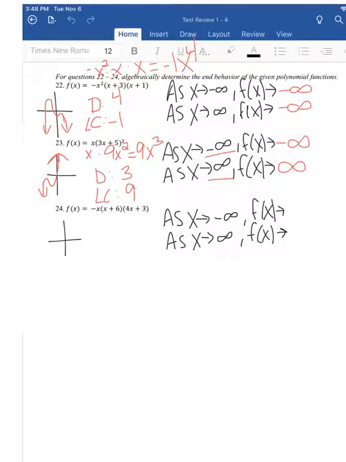So as x approaches negative infinity, f of x does approach negative infinity, it goes down. And then as x approaches positive infinity, as it goes to the right, f of x also approaches positive infinity. So we're good to go.